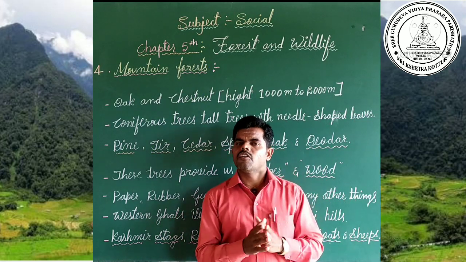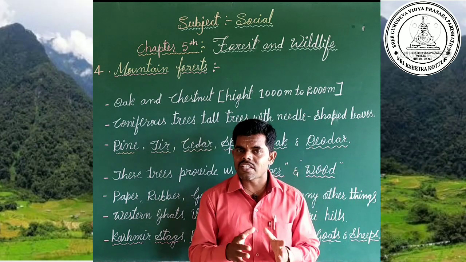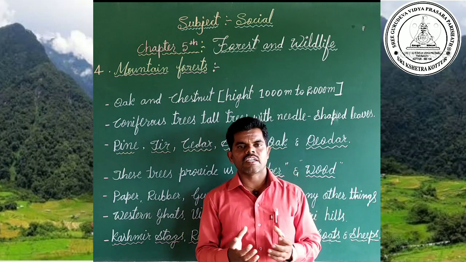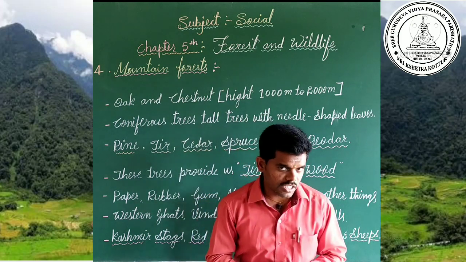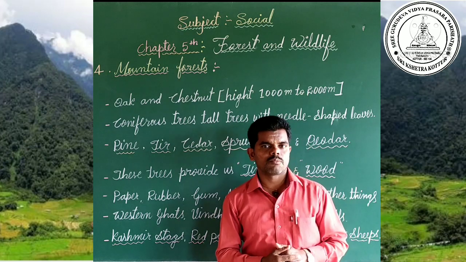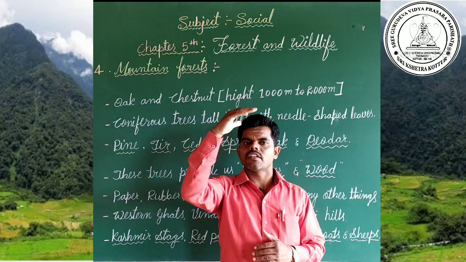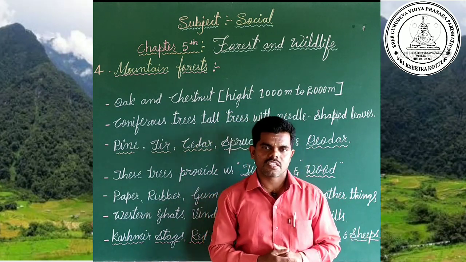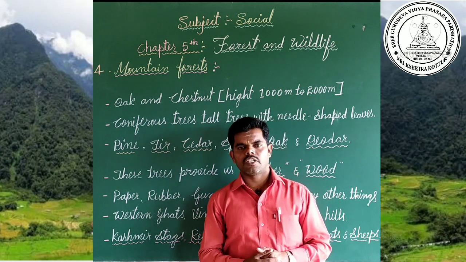In that forest, oak and chestnuts are evergreen broad-leaved trees. Which are the evergreen broad-leaved trees? Oak and chestnut. It is very tall. The total height of oak and chestnut trees is 1000 meter to 2000 meter.